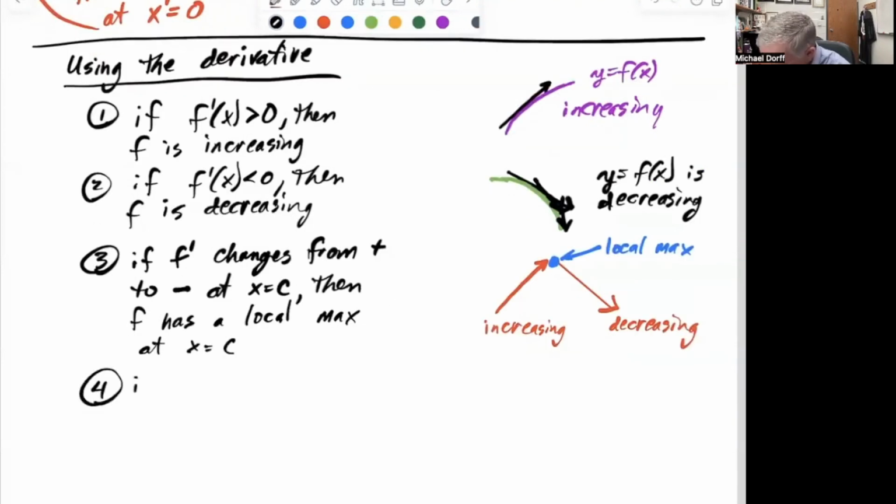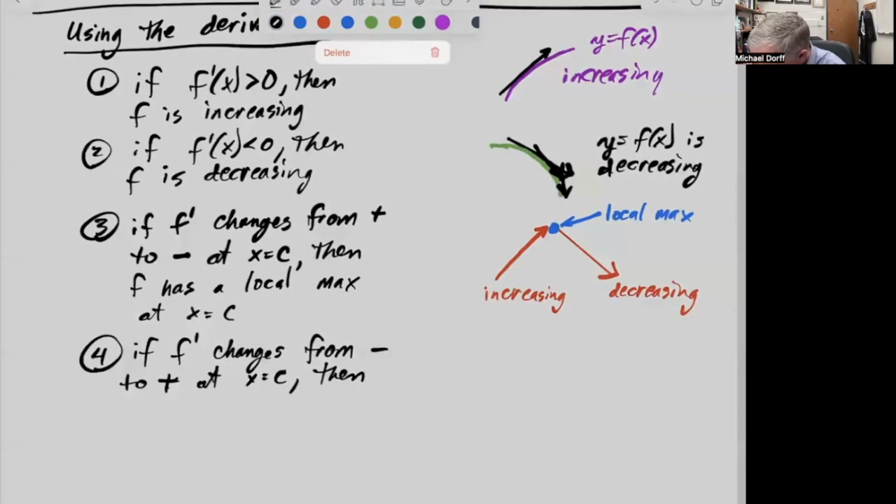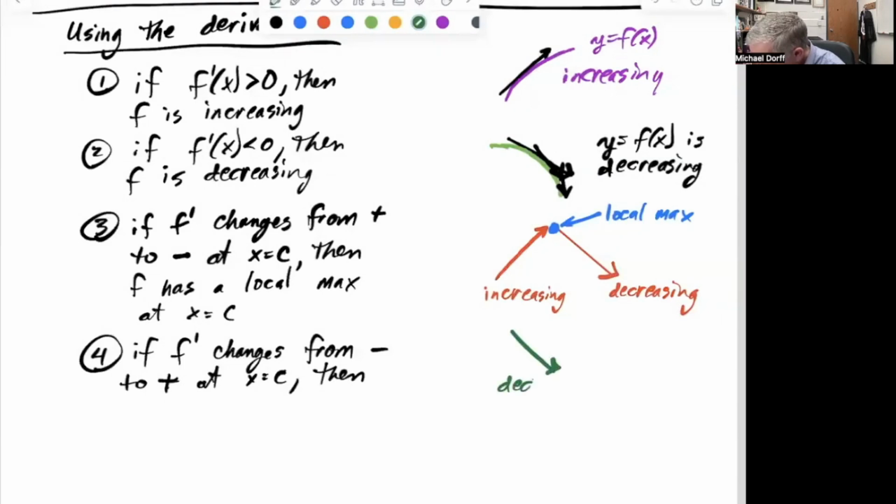And then likewise, suppose f prime, the derivative of f, changes this time from negative to positive at x equals c. Then what's going to happen? All right, so it's negative, that means f is decreasing first, and then it changes to positive, so it's increasing. So the graph is decreasing, and then it sweeps up and goes increasing. At the point where it changes, you're going to have a local minimum.